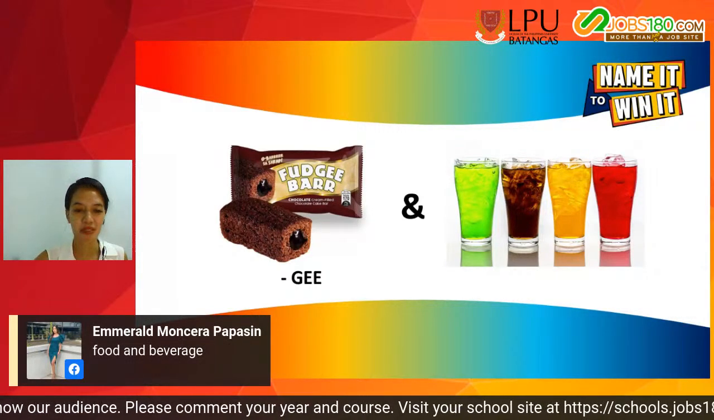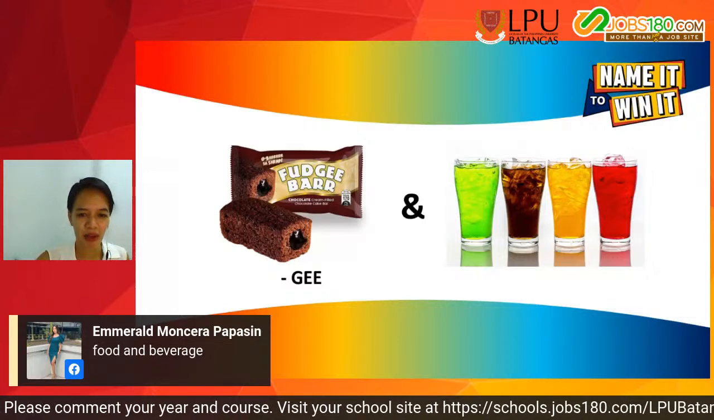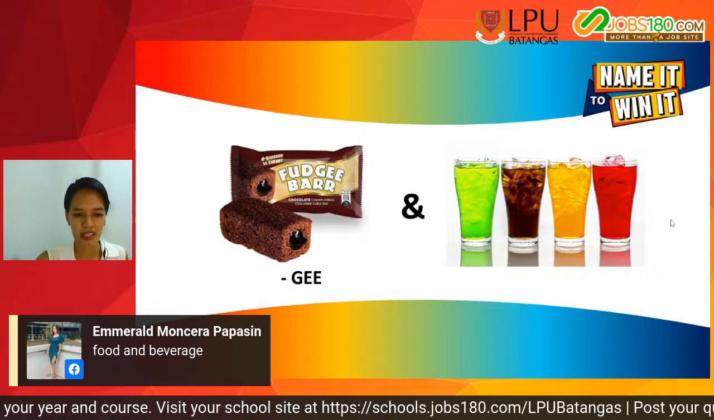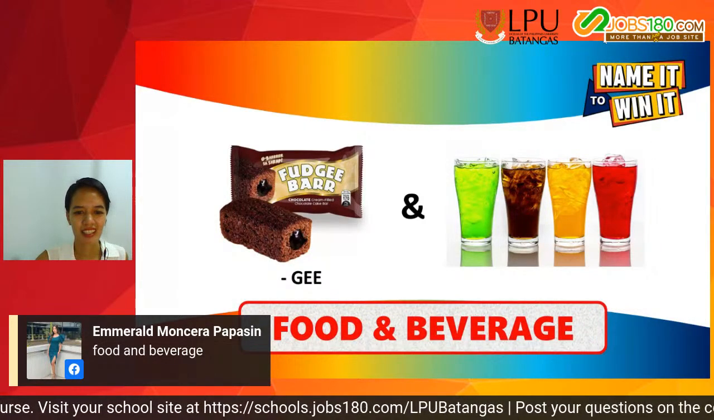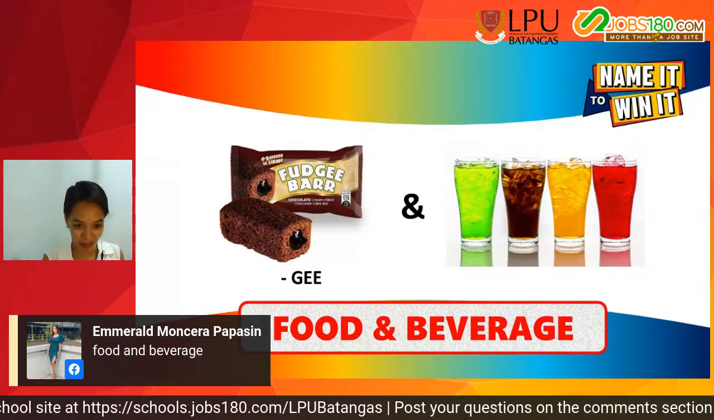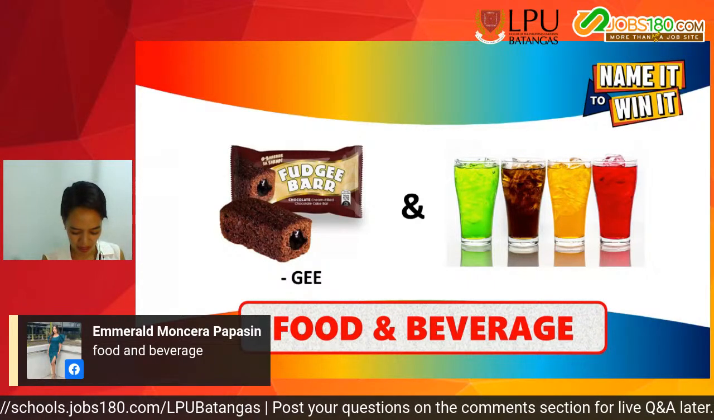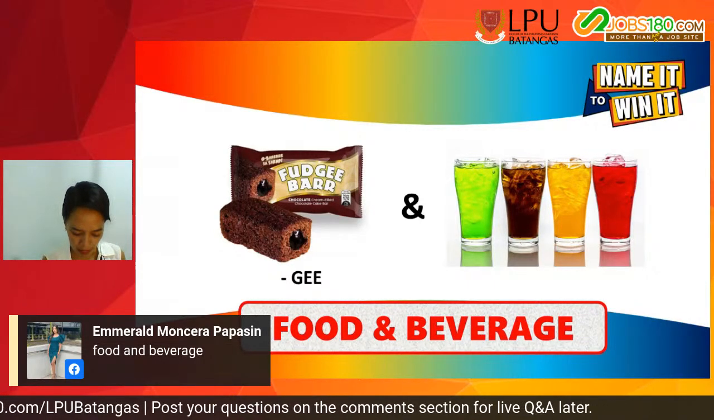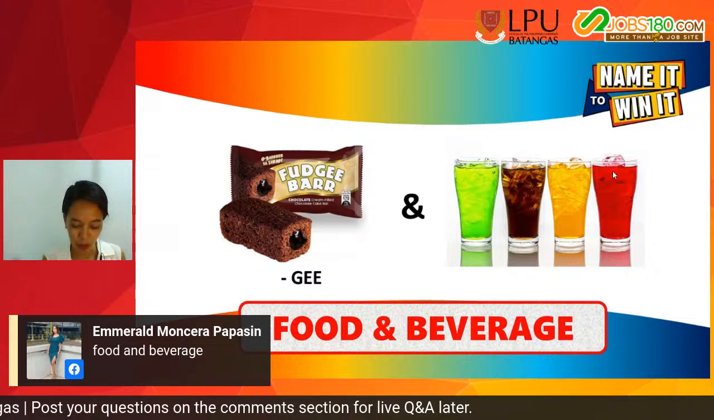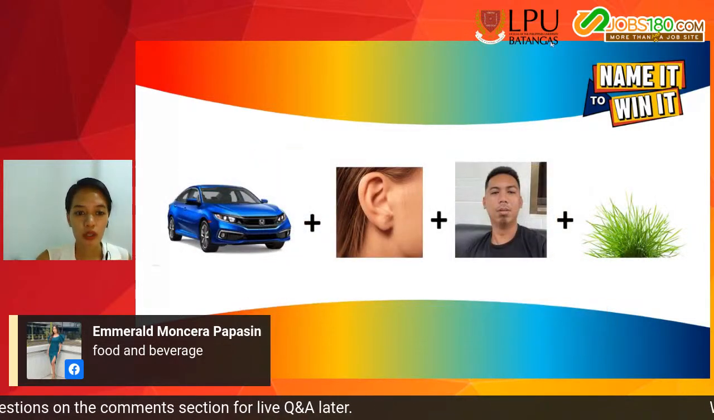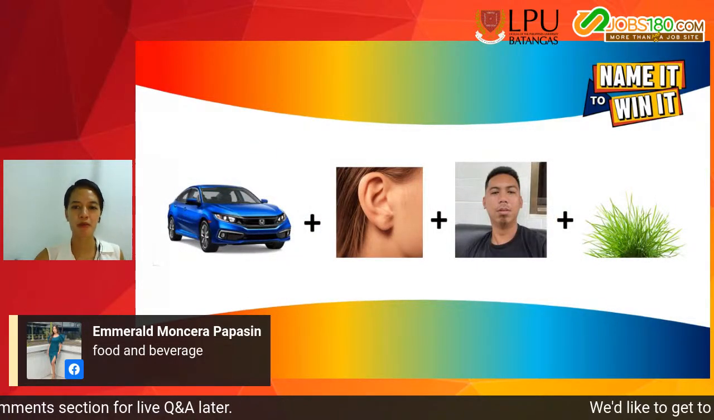Ayun, si Mr. Emerald. Tama po ba? Food and beverage. Correct. So, it's food and beverage. So, Mr. Emerald Papasi. Okay, so, next po. Sino po ba? Meron pa isa last.